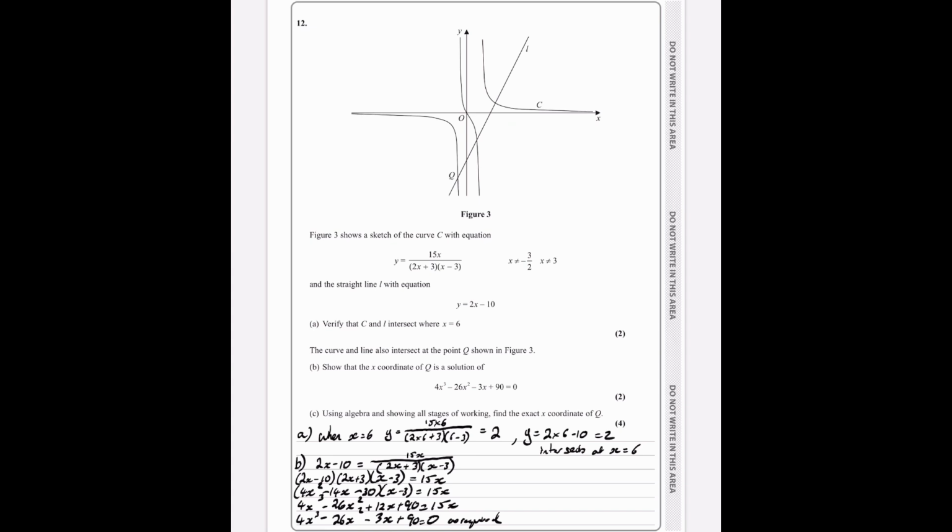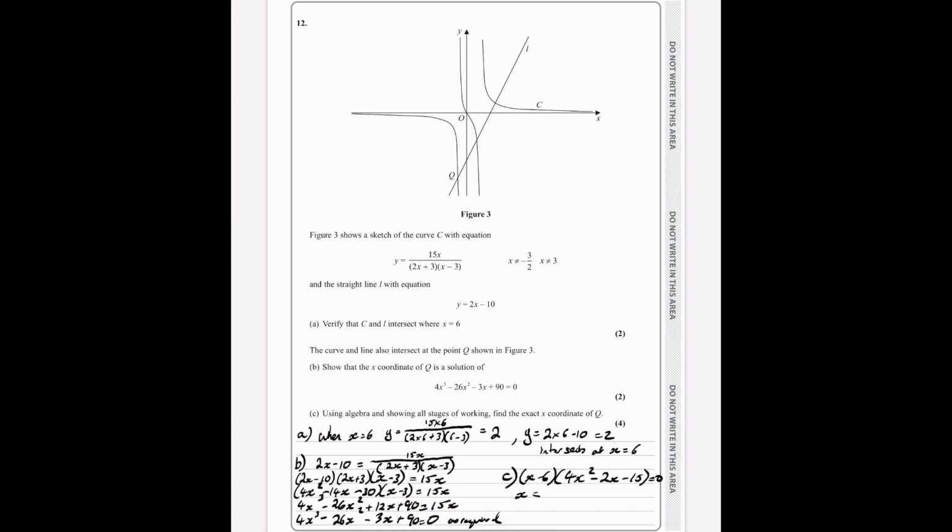For C, you could do some long division to divide by x minus 6, because we know that's one of the factors. I'm just going to factorize the cubic straight away, so x minus 6 lots of 4x squared minus 2x minus 15 equals 0. We know x equals 6 is the solution, but that's not the one we want.